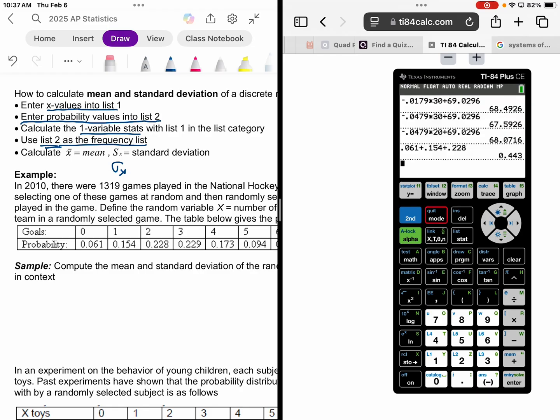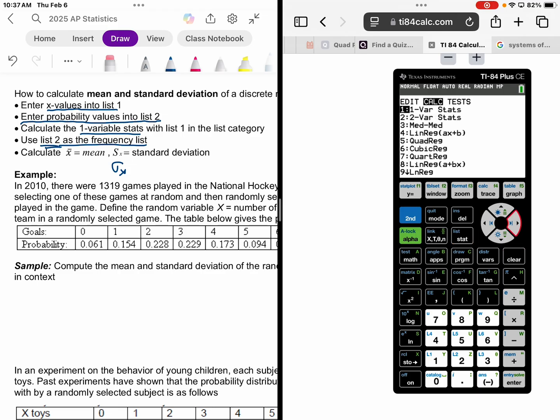I'm going to do second mode to quit the screen. I'm going to press stat, and go to one var stat underneath calculate. I put my X values in L1. For the frequency list, I arrowed down and pressed second 2 to put L2 there. We need that there so that it will calculate our standard deviation. Then I go down to calculate, hit enter.